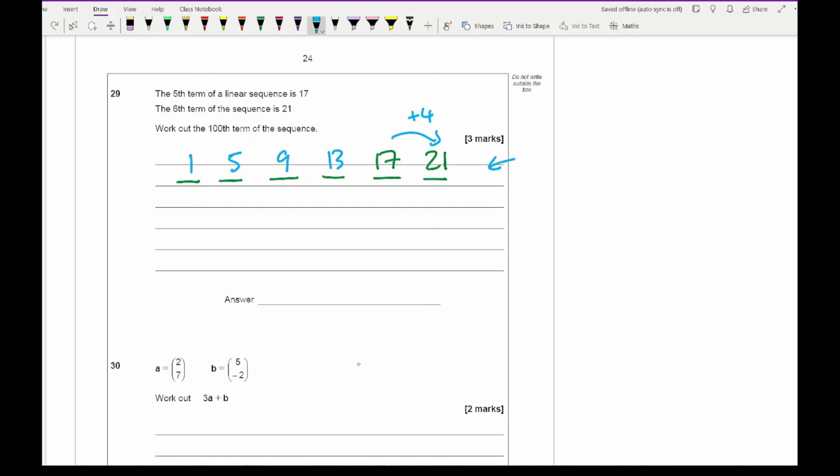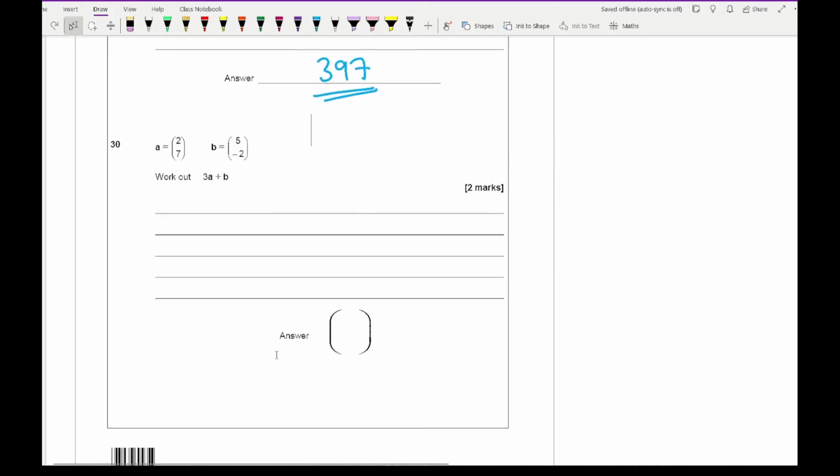Now from this I can then work out what the nth term is. So the nth term is the difference, which is 4n, and then how do I get from 4 to the first term? I take away 3. Now from this nth term, to find the 100th term, I substitute n equals 100, so it's going to be 4 times 100, take away 3, which gives me an answer of 396.